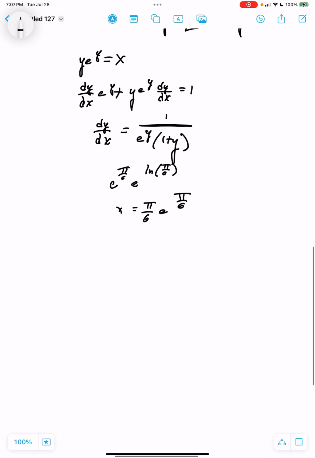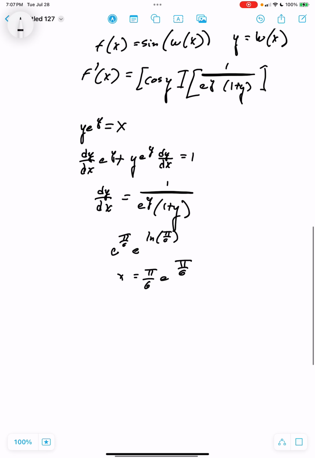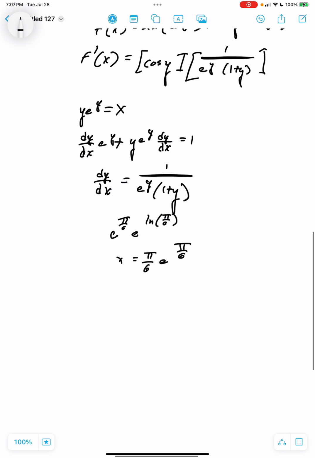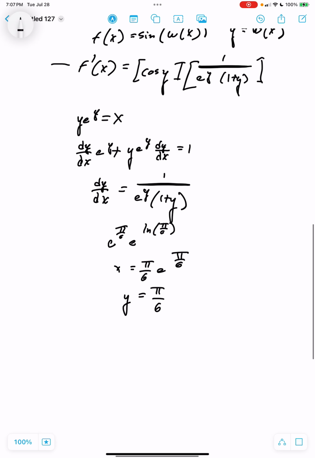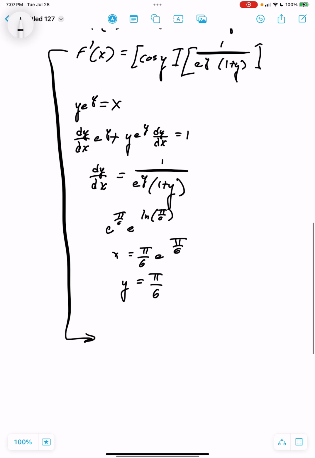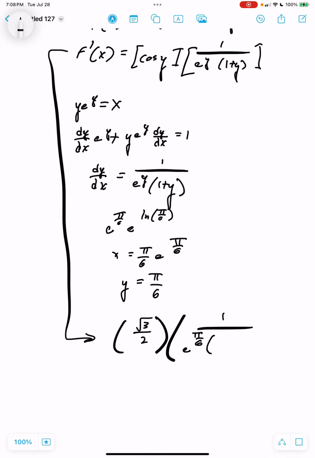And notice how this looks like y e^y. So my y value is just going to be π/6. Now what I have to do is bring this down and evaluate it. I'm going to get the cosine of π/6, which is √3/2, times 1 over e^(π/6) times (1 + π/6).